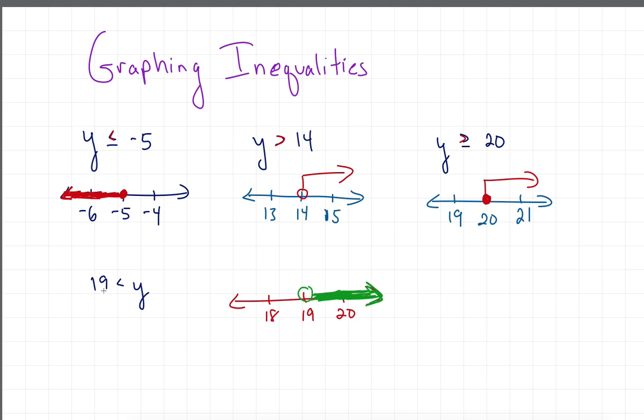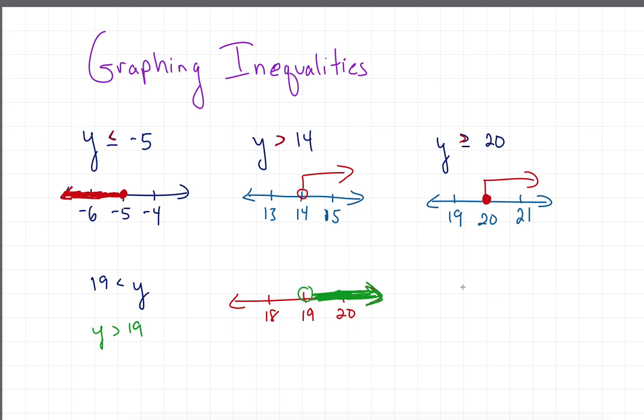How I like to think about this is 19 is less than y. It's the same exact thing as y is greater than 19. So you could just rewrite the inequality symbol, and then the same thing holds true as these ones up here. Whichever way the arrow is going is the way your line is going to be drawn. As long as the variable comes first, that trick works. There's nothing wrong with taking any inequality and flipping it around.